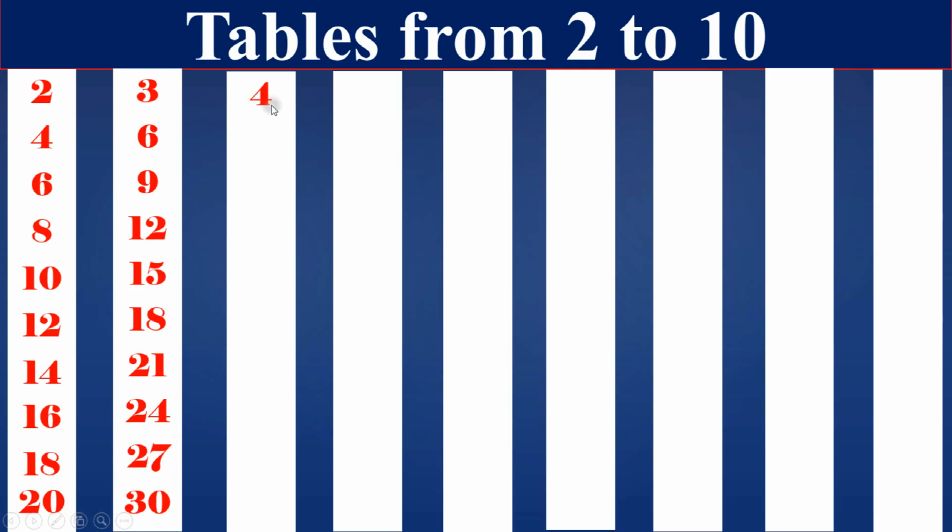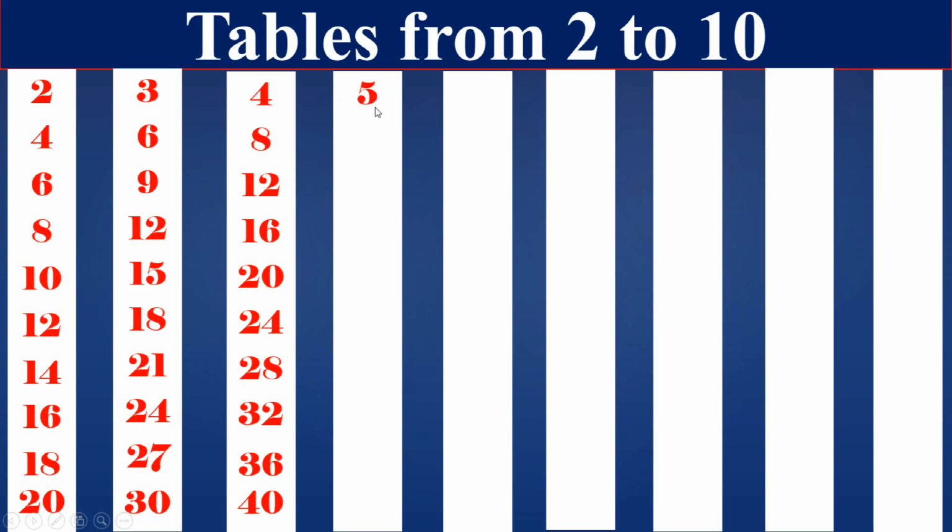4 times 1 is 4. 4 times 2 is 8. 4 times 3 is 12. 4 times 4 is 16. 4 times 5 is 20. 4 times 6 is 24. 4 times 7 is 28. 4 times 8 is 32. 4 times 9 is 36. 4 times 10 is 40.